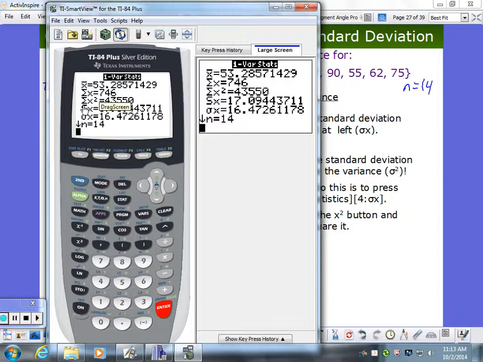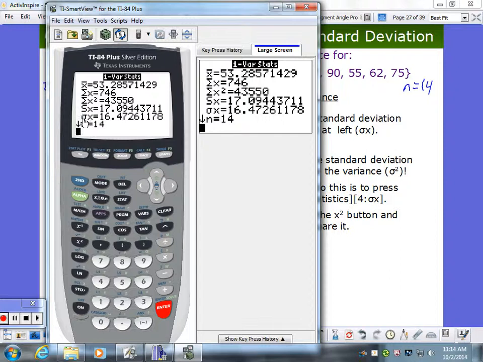This one says square the numbers. Well, you square them and then add it. And then now, there's two things here, an S with a little x and a sigma. That's a lowercase sigma with an x. Which one is standard deviation? The trick answer, trick question, they're both standard deviation.